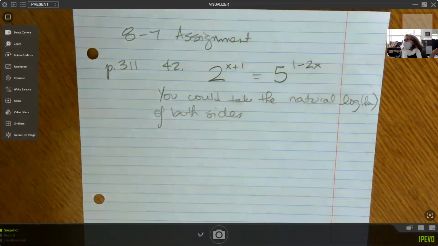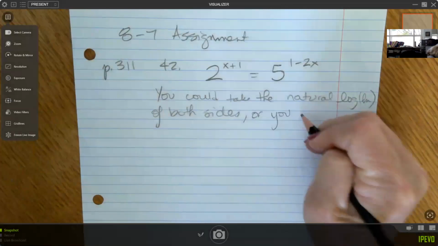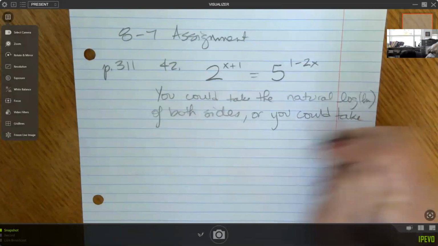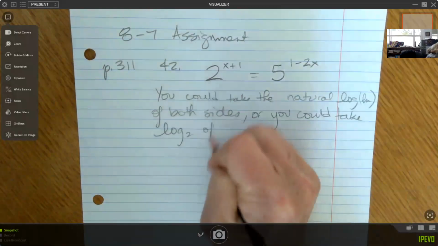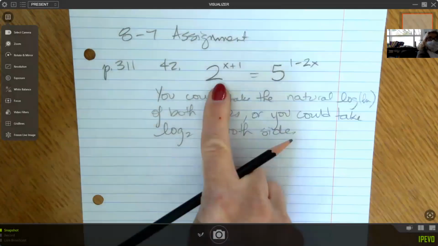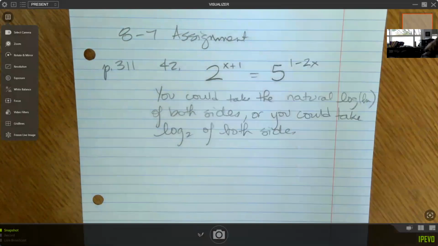But I would say, let's maybe do it log base 2. Because I mean, you could do it that way too. And I think it actually then is more comparable to other things we've done. So, or you could take log base 2 of both sides. I just think it really cleans up the left side, right? If I do log base 2 of that side, it's just going to be just plain x plus 1. So we're going to do it this way.